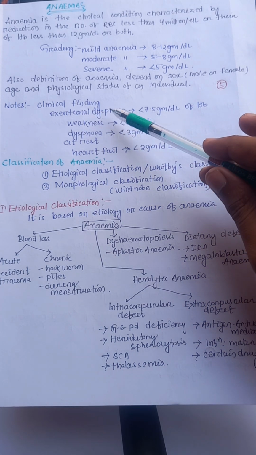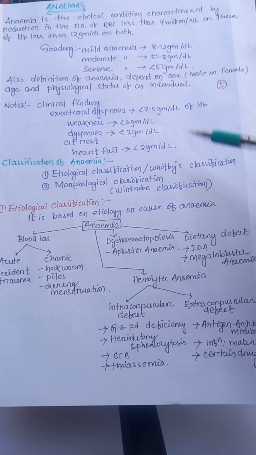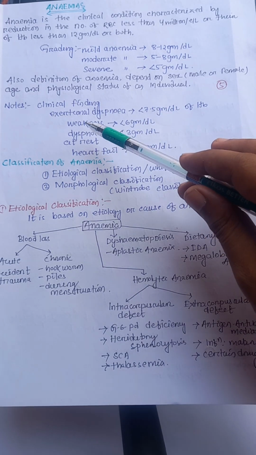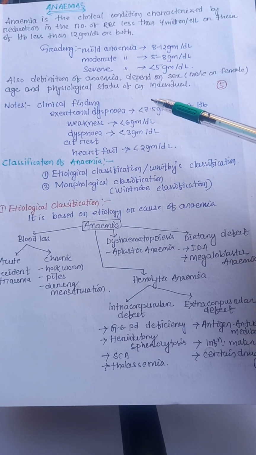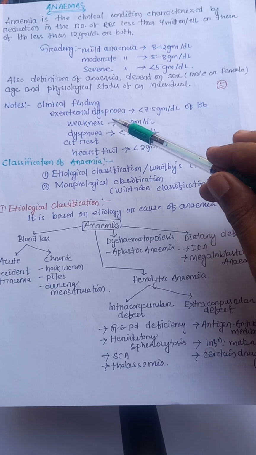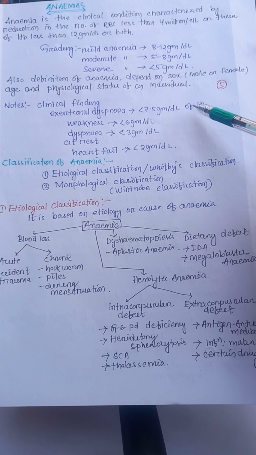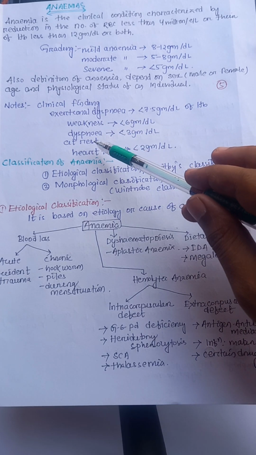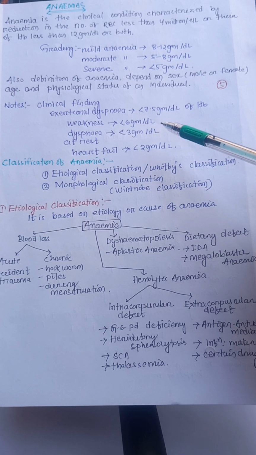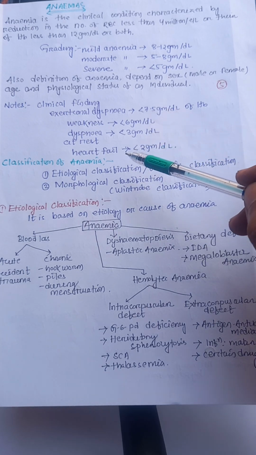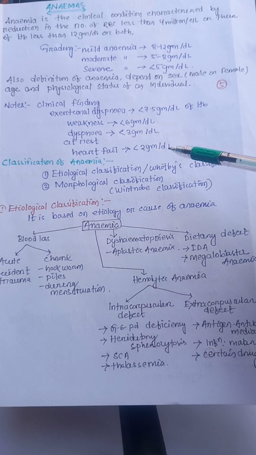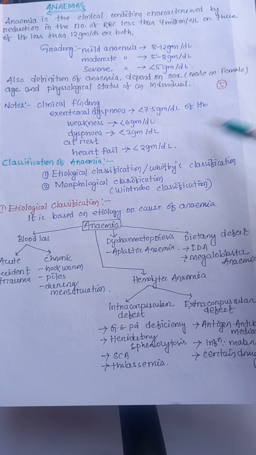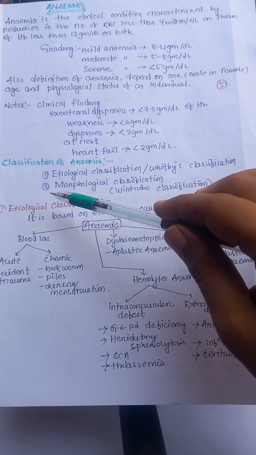Okay, so the clinical findings, this is clinical data you should know. Exertional dyspnea, that means difficulty in breathing when the person is exercising, occurs at less than 7.5 gram per deciliter of hemoglobin. Weakness occurs at less than 6 grams. Dyspnea at rest occurs at less than 3 gram per deciliter. If there is a severe hemoglobin decrease, less than 2 gram per deciliter, that causes heart failure. You should know this, nothing else.